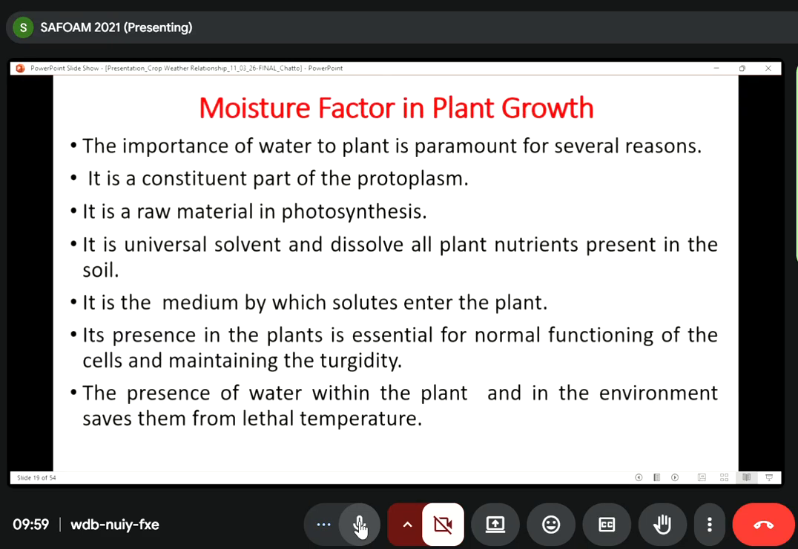So the moisture factor in plant growth is one of the very important parameters. The importance of water is paramount. It is used in photosynthesis, is part of the constituent of the protoplasm, and is a universal solvent, as all of you know. Because of moisture, solutes move from the soil to the body of the plant. So it is very highly important.